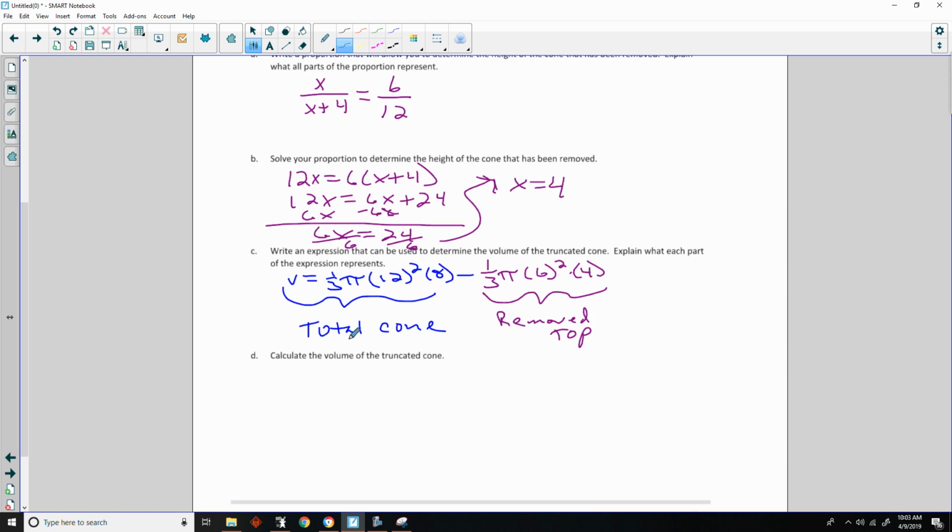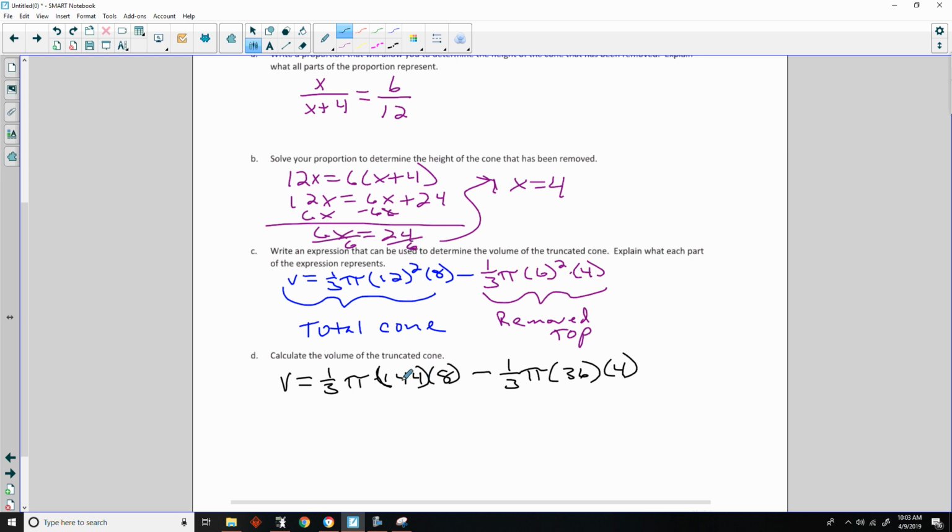Okay, so calculate the volume of the truncated cone. Now I'm just going to solve this. So volume equals 1/3 pi, 12 squared is 144 times 8. And I suppose I can just put these in parentheses like so. Minus 1/3 pi 36 times 4. I always like to reduce.